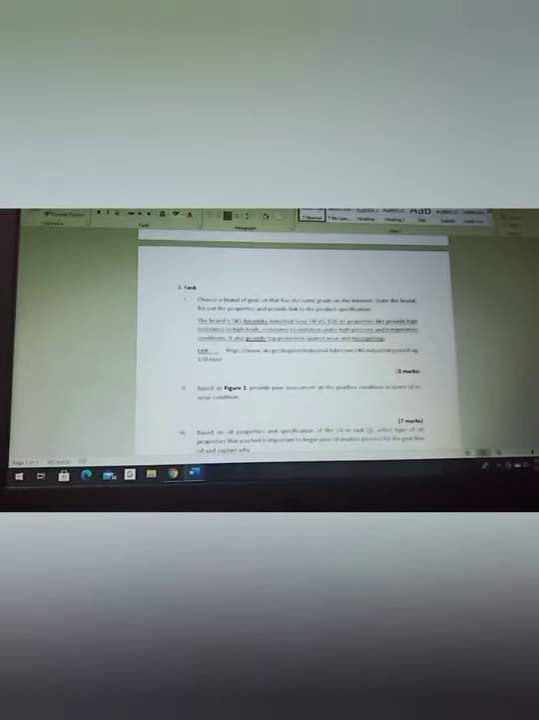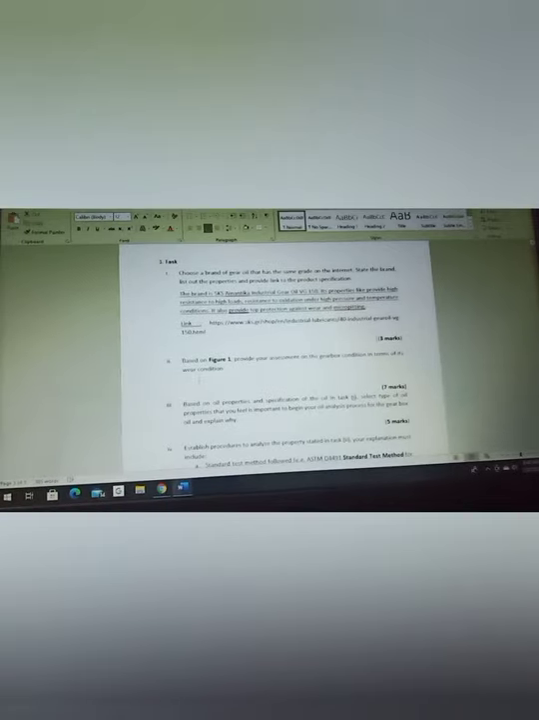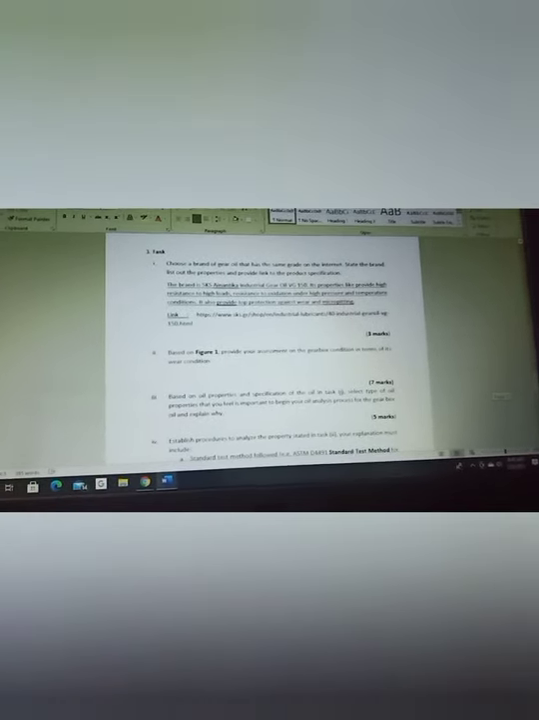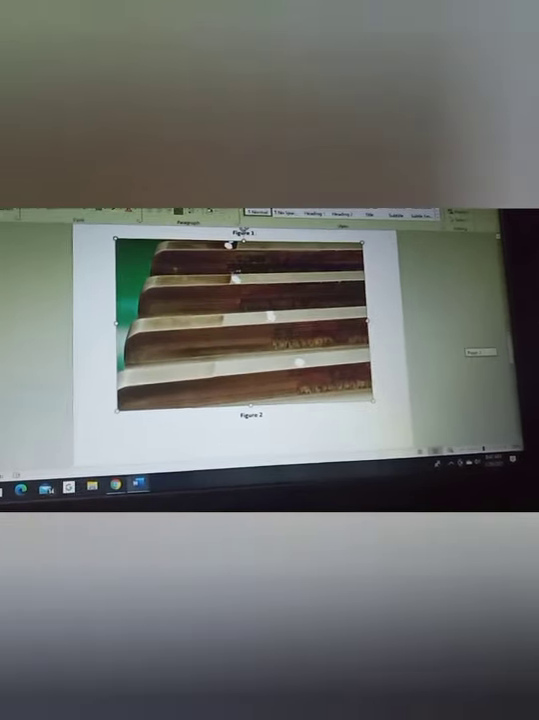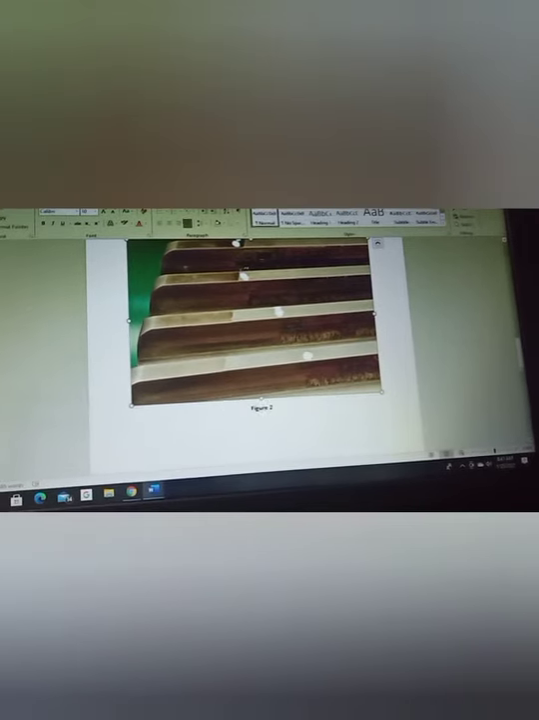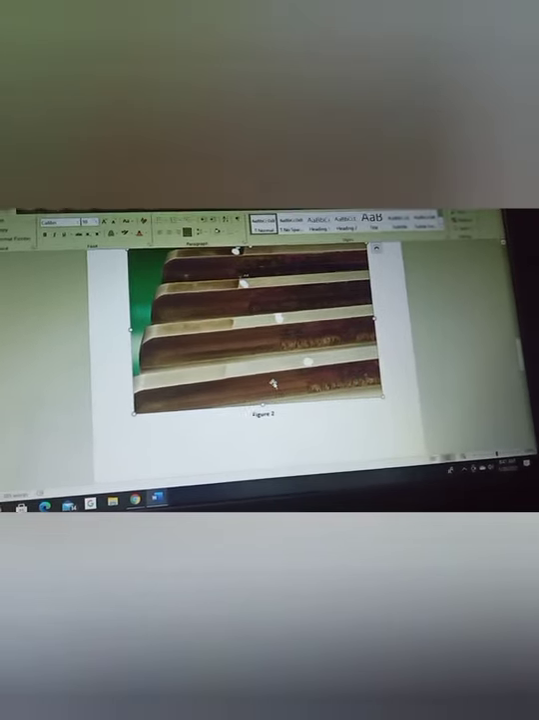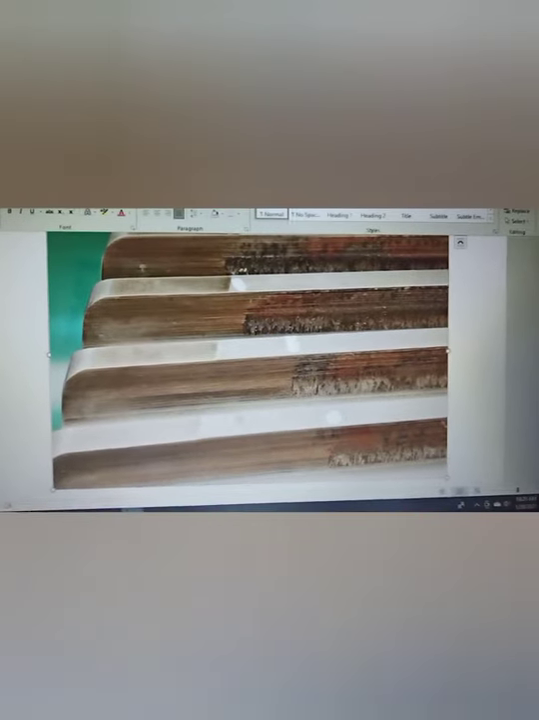And then provide an assessment on the gearbox condition in terms of its wear conditions. Let's see Figure 1. On Figure 1, this is the failure on the gearbox. So we should identify what type of wear condition based on this Figure 2. So based on Figure 2, we should identify what type of wear.